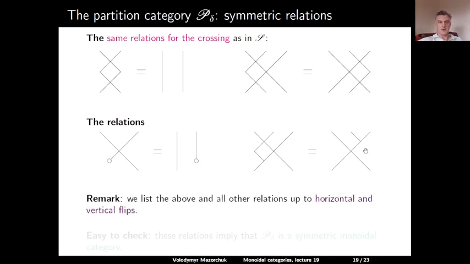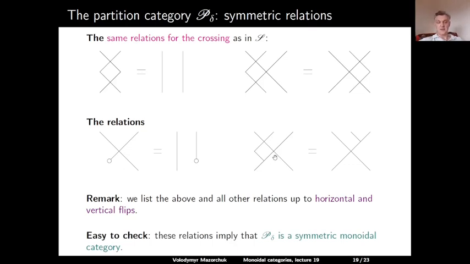Remark that from now on, in order to save space, we list all the relations only up to horizontal and vertical flip. In particular, this relation would have 3 other counterparts because we can flip it both horizontally and vertically. So this picture actually describes 4 different relations, and similarly here.